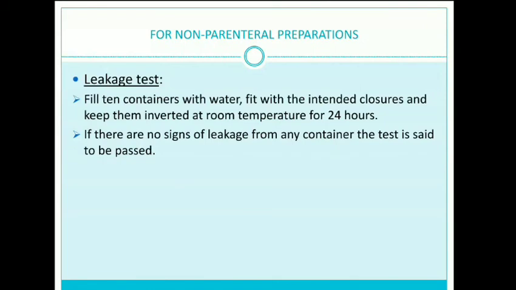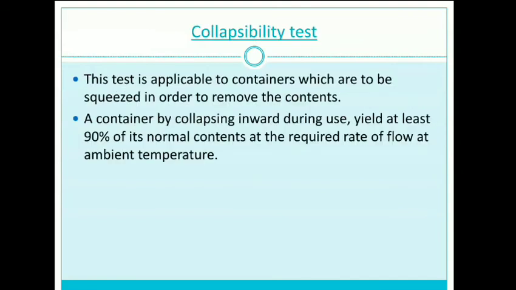The first evaluation test for plastic containers for non-parenteral preparation is the leakage test. This is a very simple test. In the leakage test, you have to fill 10 containers with water, close them using the closure, and keep them inverted at room temperature for 24 hours. You have to examine them, and if there is no sign of leakage from any container, the test is said to be passed.